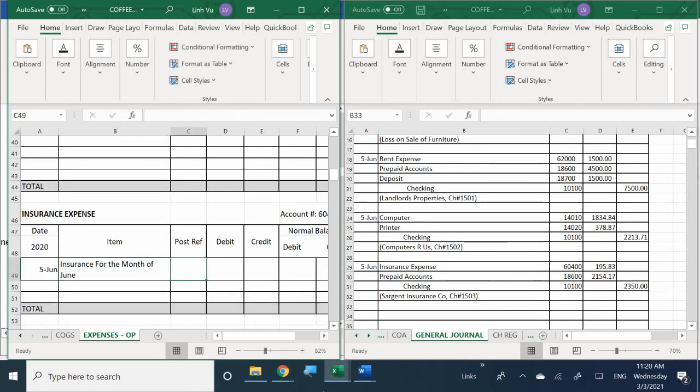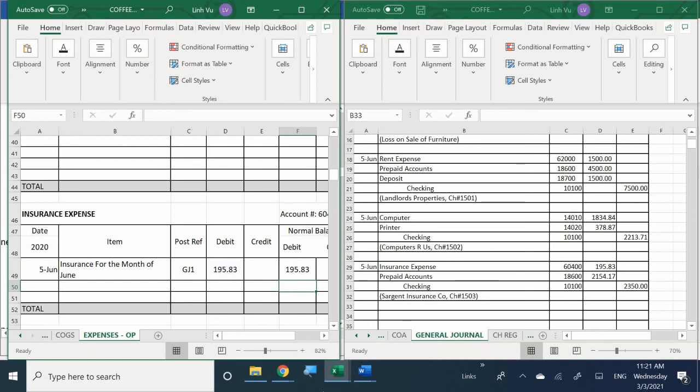And then post reference, again, we're still on general journal number 1. And we debited the account by $195.83. So therefore, my debit balance, because this is the first line item, should be reflecting as $195.83. All right.